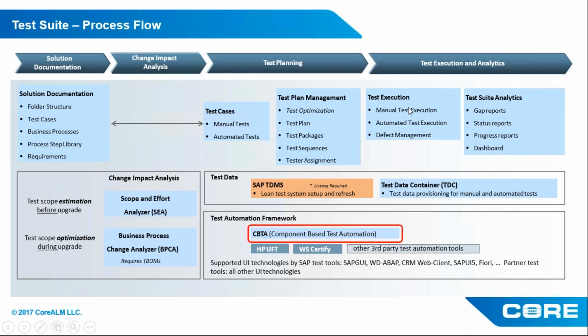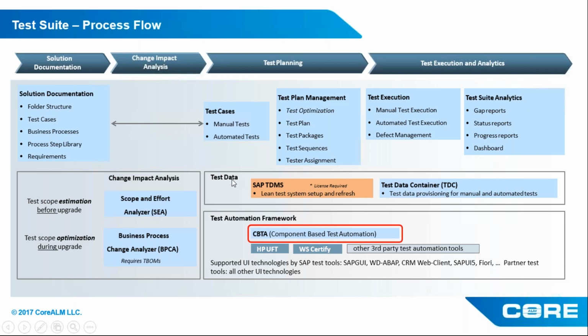And then finally is the test execution. You'll see this also, a manual and an automated test execution. Defect management's included here, and all the Test Suite analytics of status reports, progress reports, dashboards, gap reports, putting all of this, all the test cases and test plans and the execution together.